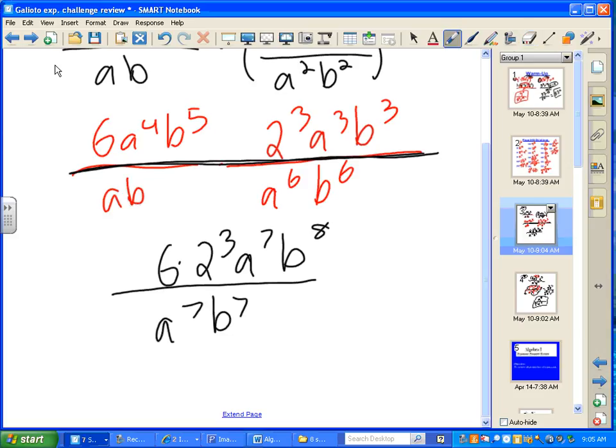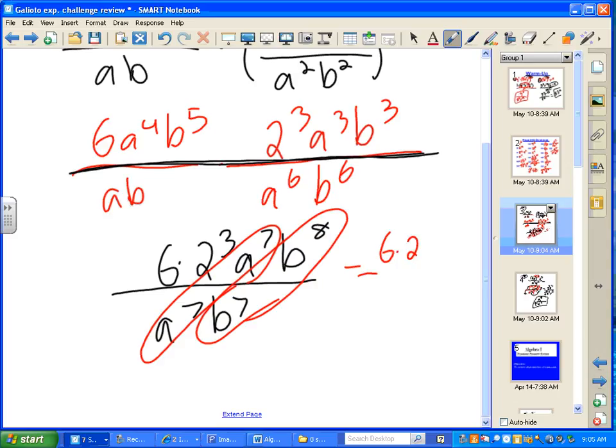And then the last step is, Heather, divide same base, subtract exponents. So what happens, Heather, to a to the 7th over a to the 7th? Yeah, they're going to cancel, disappear. They have the same exponent. So 6 times 2 to the 3rd, b to the 8th over b to the 7th is just b. You okay? So that's all. Letty, you okay? Okay. Questions?